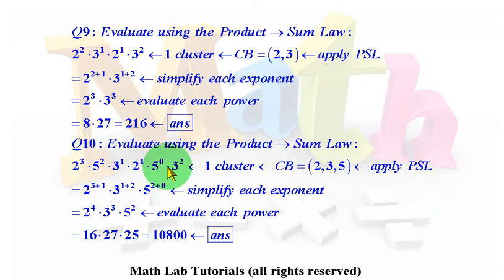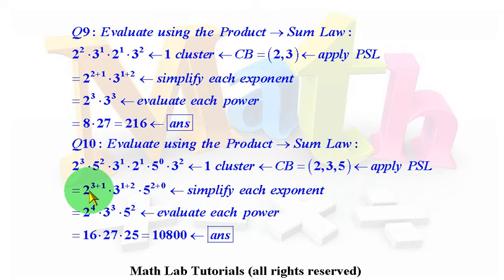If we look for separators over here, like of the plus minus form, there are no separators. So this constitutes, again, a single cluster. So we identify the common bases over here as 2, 3, and 5. And we can certainly apply the product sum law whenever appropriate, because we can always apply the product sum law within a single cluster. Not between clusters, but within a single cluster, you can always do it.